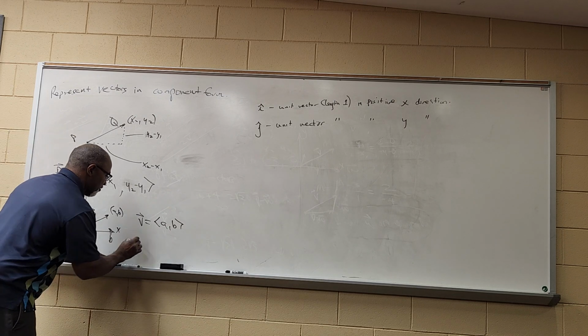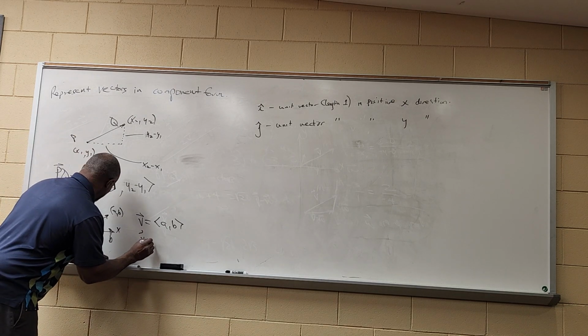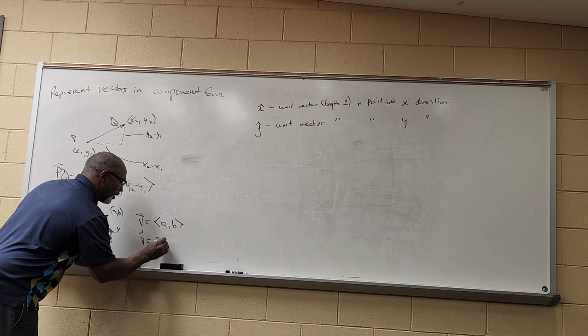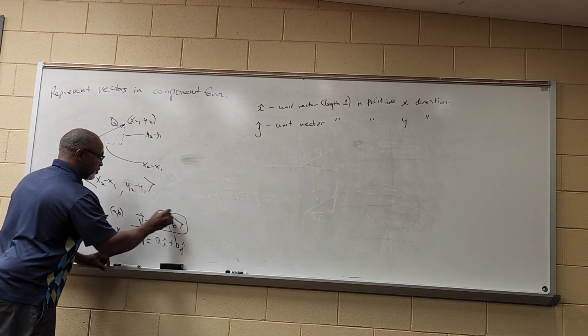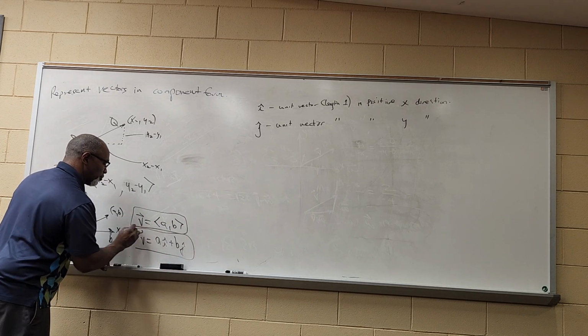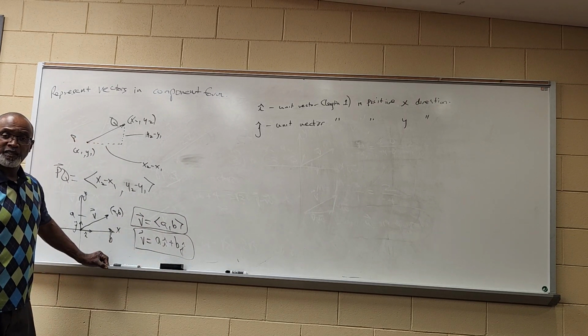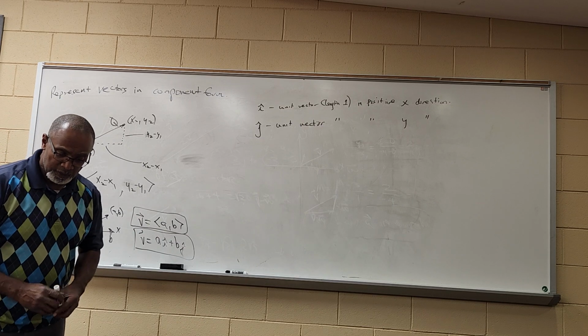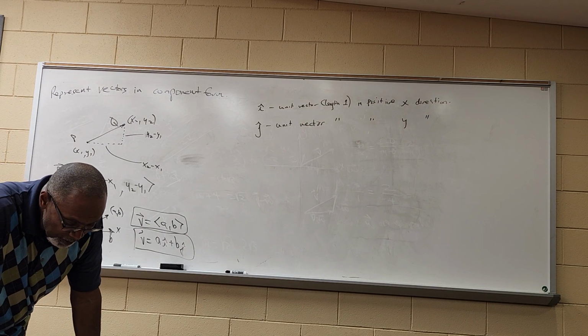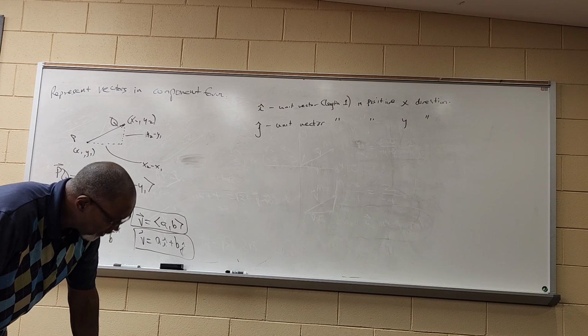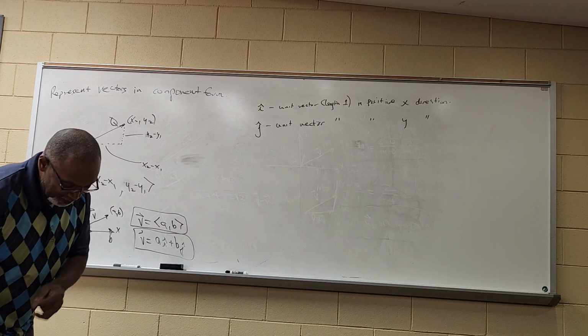I can also write a vector as AI plus BJ. So we're going to be able to represent vectors like this, or we're going to be able to represent vectors like that. Either way is fine. Okay? All right. I'm going to leave example 2 to you.